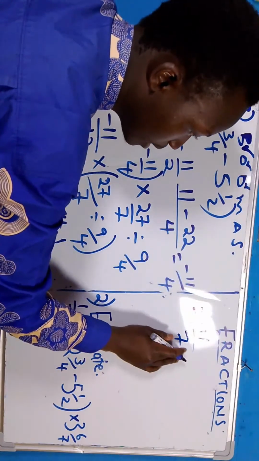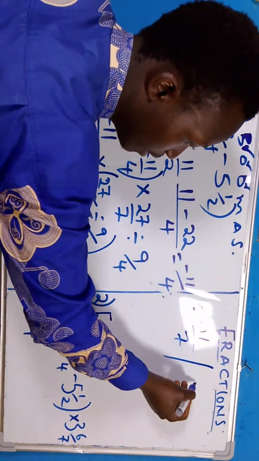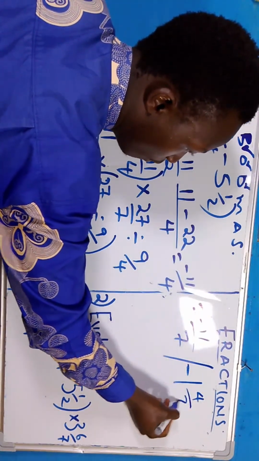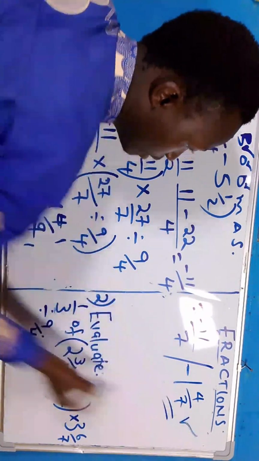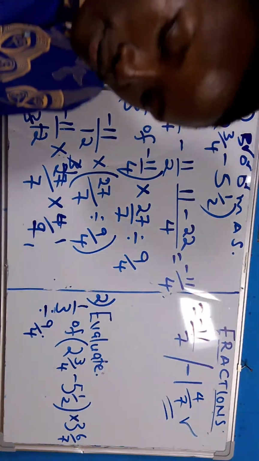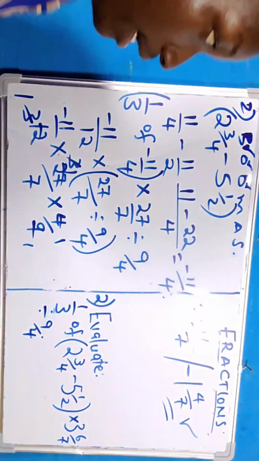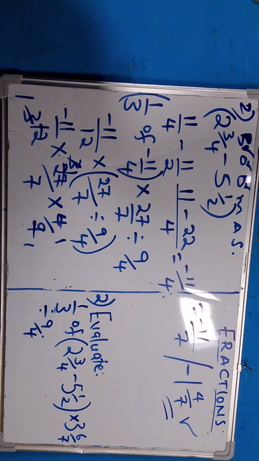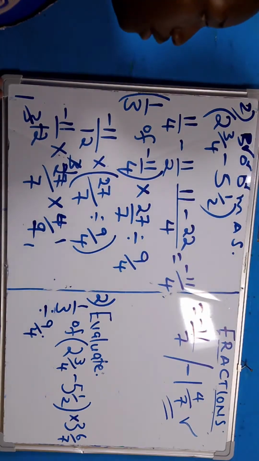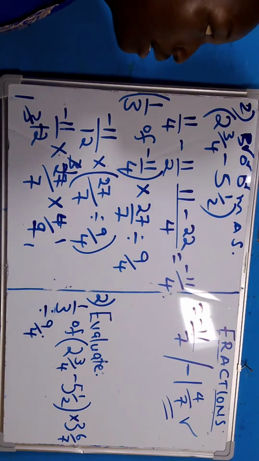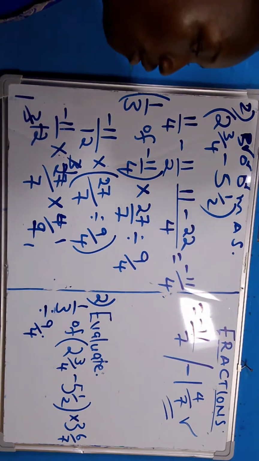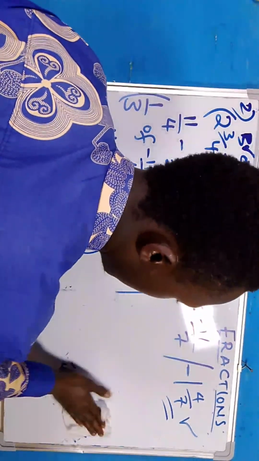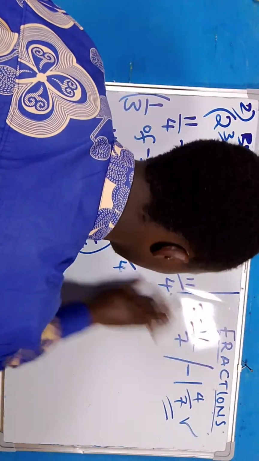So our answer will be negative 11 over 7, or negative 1 whole 4 over 7. Generally, that is how we answer questions based on fractions. We solve the numerator and the denominator. Concerning the order of operations, we must obey the rule of BODMAS. Let's have some more examples.